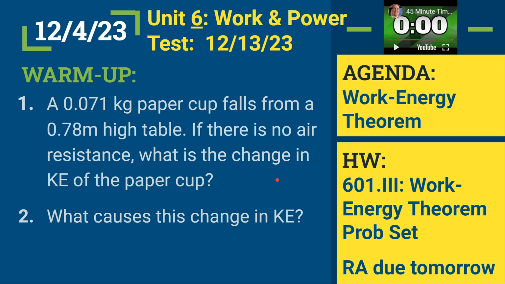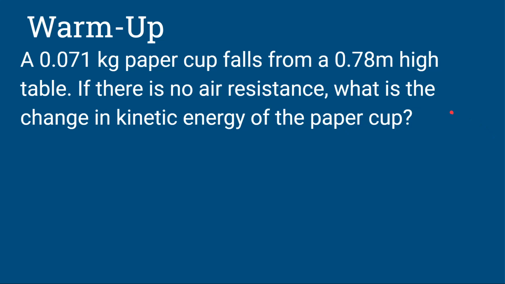So the warm-up question says a 0.071 kilogram paper cup falls from a 0.78 meter high table. If there is no air resistance, what is the change in kinetic energy of the cup? And then what causes this change in kinetic energy? Okay, so when we approach this problem, you need to label the things that we know. We know that we have a mass of this cup that is 0.071 kilograms.